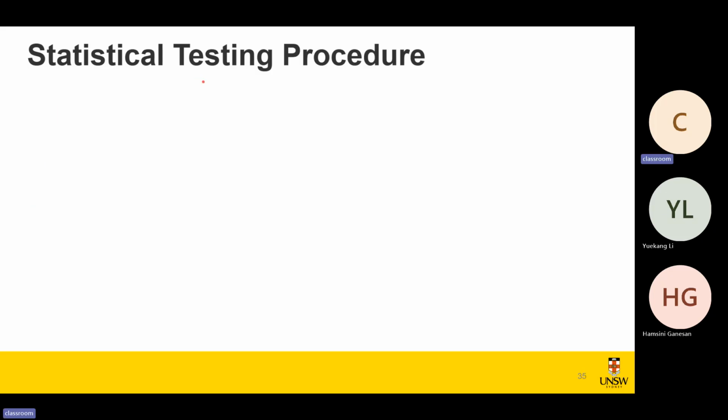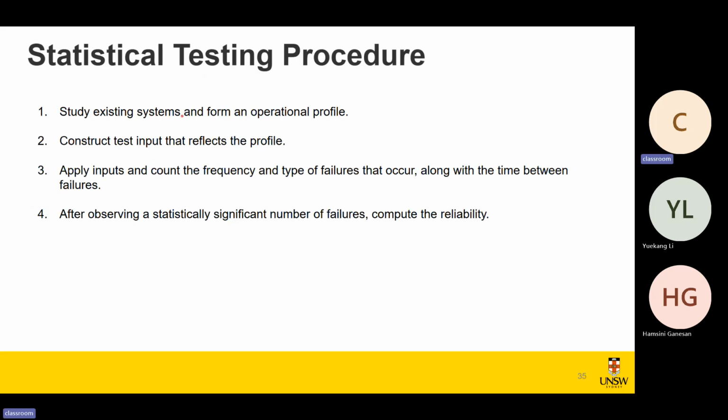And the procedure of doing this is like this. So we should study the existing systems or do some beta testing to collect the user usage pattern, and then we can form an operational profile like we just mentioned. And then we can construct test inputs that can reflect this profile.